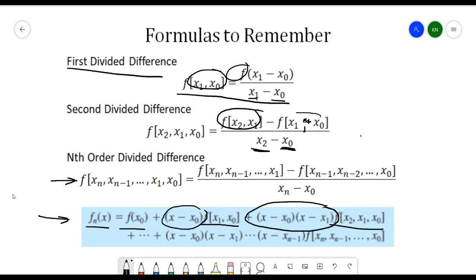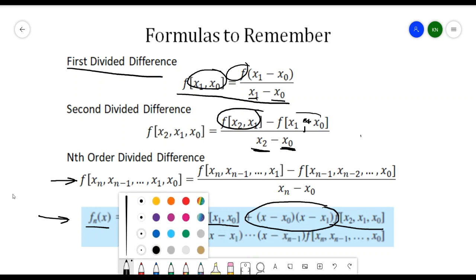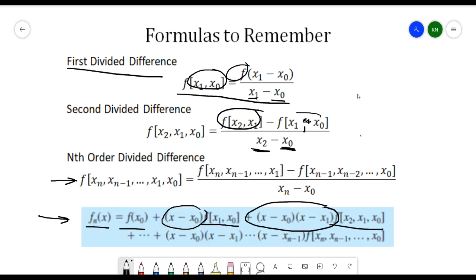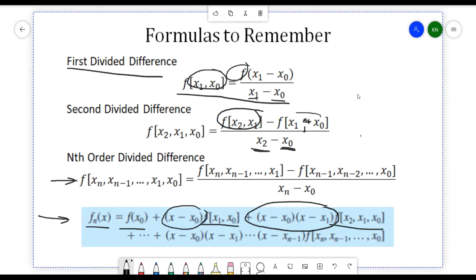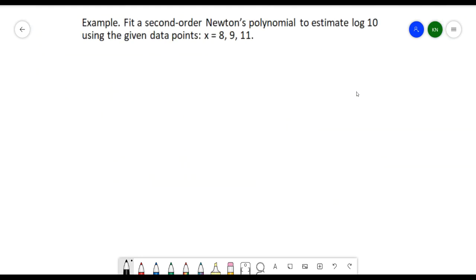Now we will be applying all the formulas that we have discussed in an example. Example: fit a second order Newton's polynomial to estimate the logarithm of 10 using the given data points x equals 8, x equals 9, and x equals 11. In order for us to start, we just need to find the values of x sub 0, x sub 1, and x sub 2 first.